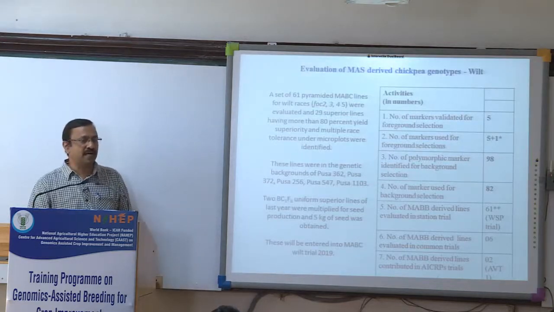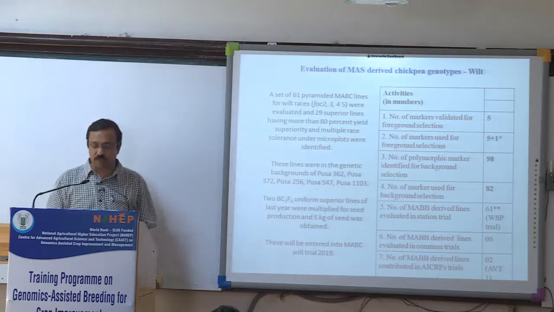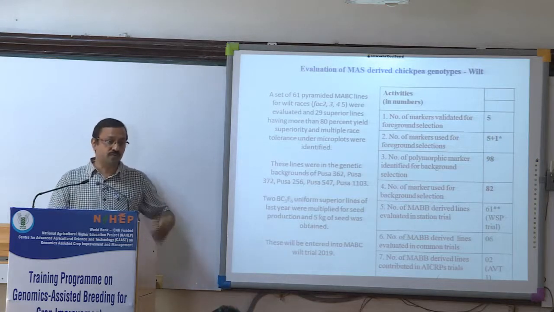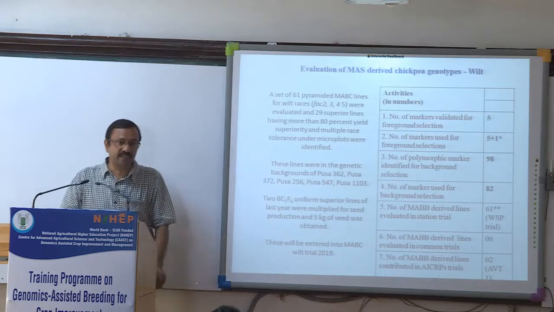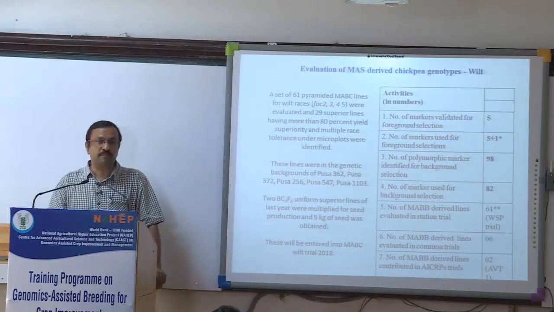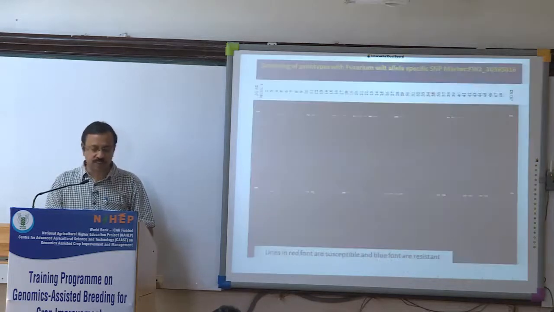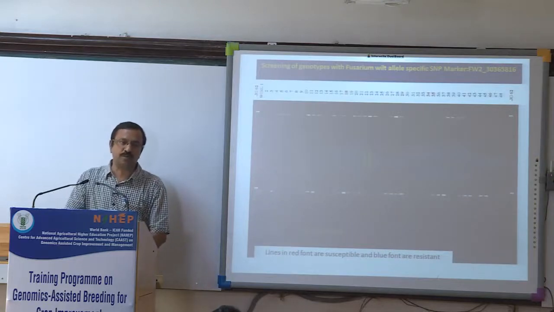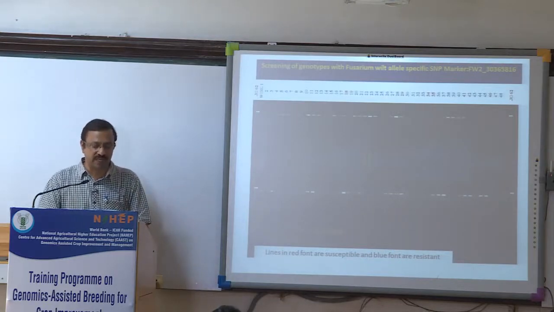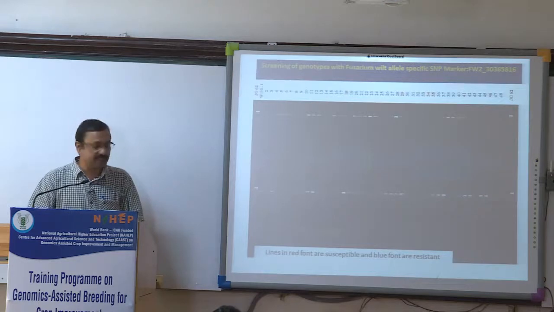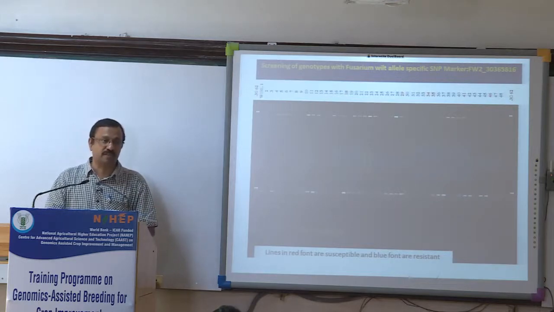Now if you look at the MAS derived lines, we have developed a huge amount of them. We have 61 lines, of which we are into advanced varietal trial in chickpea using the MABC product, and this year they are into the final year of testing, right? So that is the progress. And then we are also trying to identify if we have any SNP marker that is available. For example, we are trying to validate this particular marker.